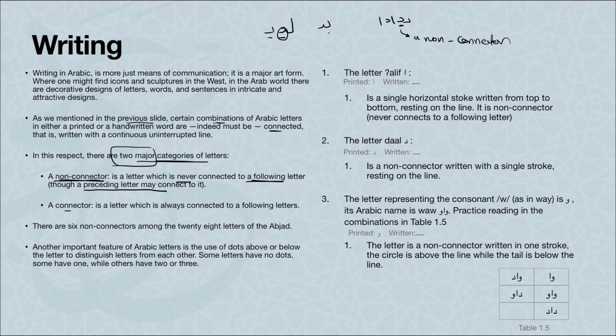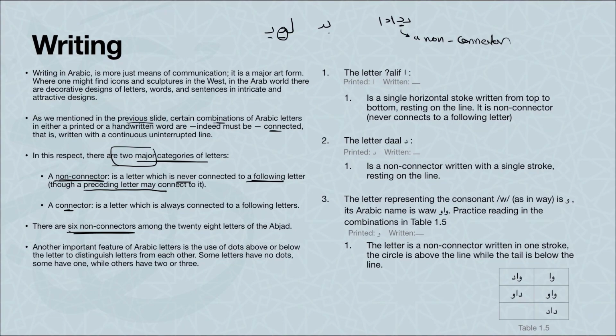A connector is the exact vice versa, a sticky letter, a letter that wants to connect to everything that is either before it, after it, both ends. A letter can be joined from both ends. So in Arabic, we have 6 non-connectors among the 28 letters of the abjad. So only 6 of them do not connect. The other 22 letters do connect from both ends, or one end before and after.